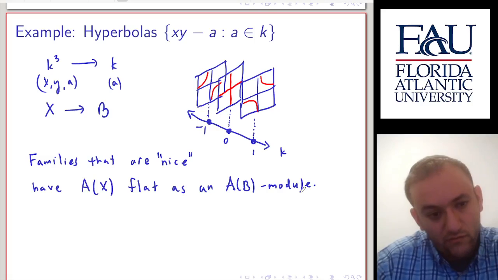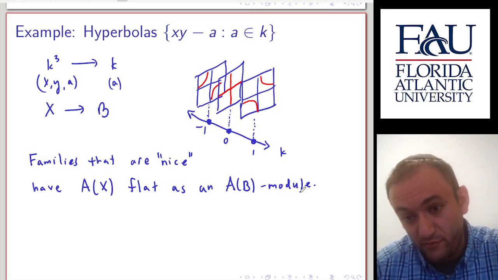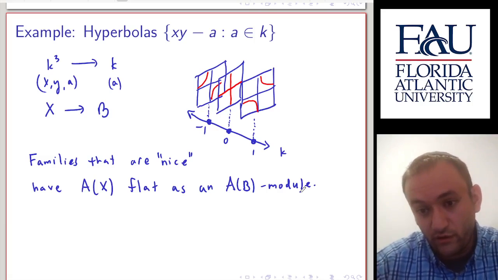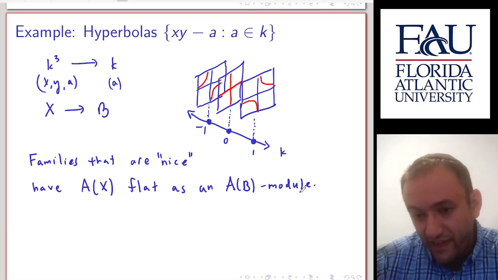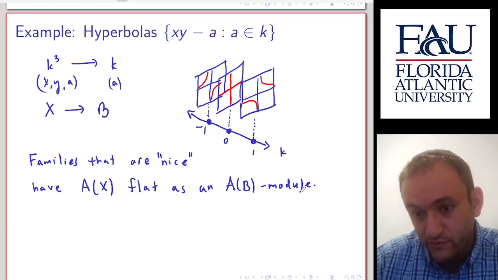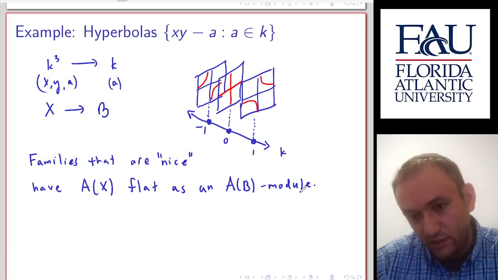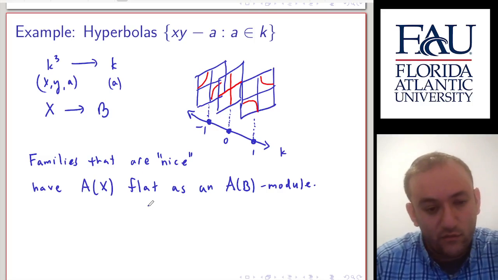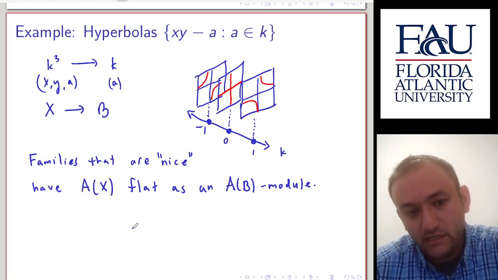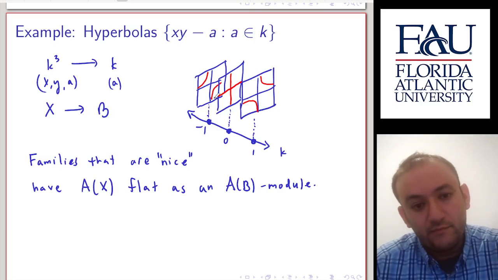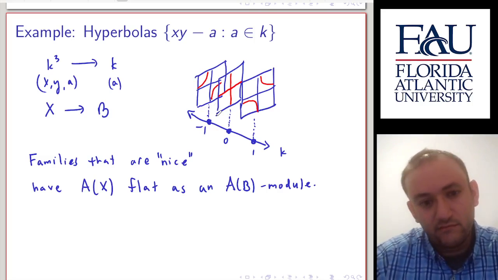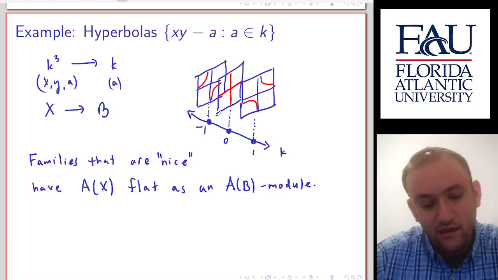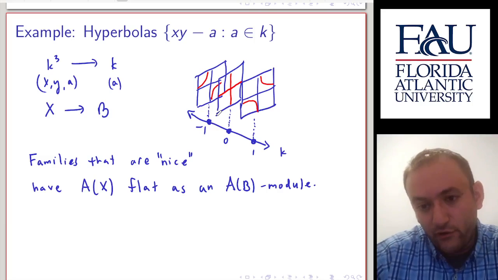Whenever you have a homomorphism of rings, here we have a homomorphism of the coordinate ring of b into the coordinate ring of x, that induces a module structure on the target ring. It's an algebra structure, but also in particular a module structure. And having nice families of varieties, in the sense that you might intuit from this picture, corresponds to flatness of one coordinate ring over the other.